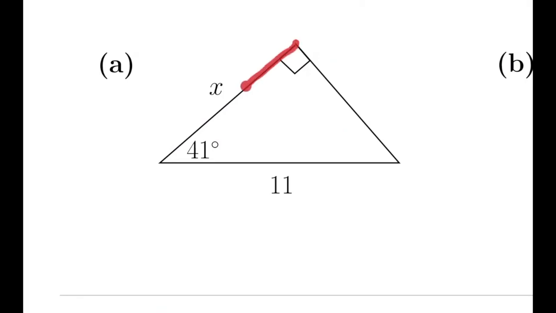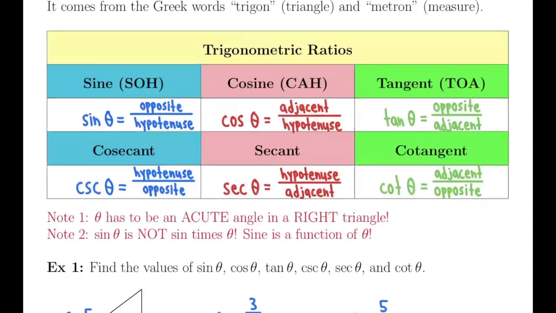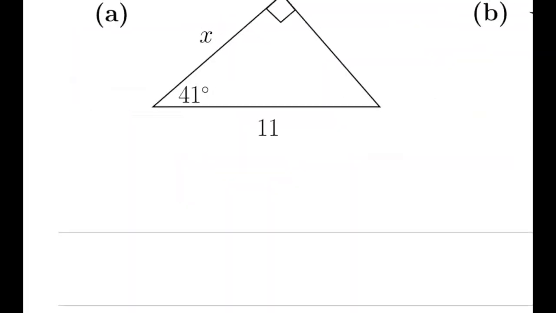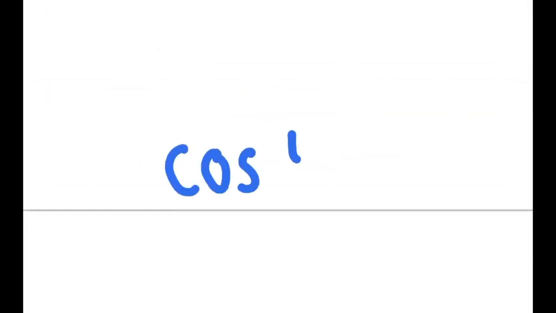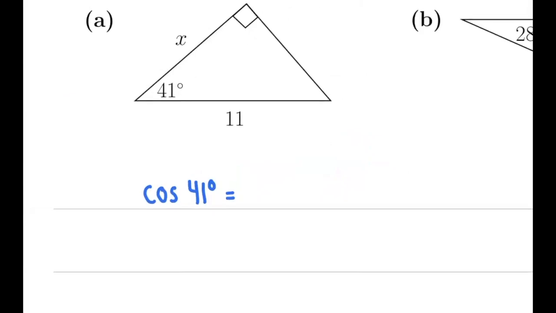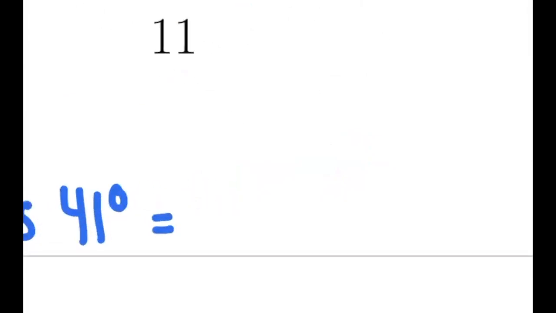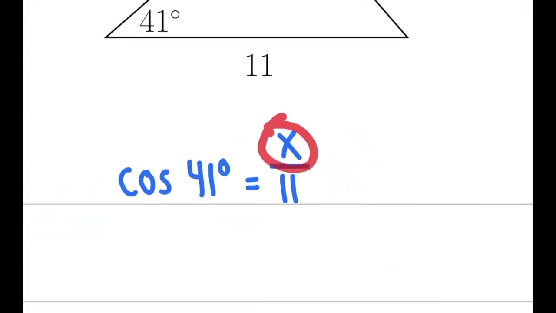So this side is adjacent to this angle right here, 41 degrees, because it's right next to it. So we want to find the length of the adjacent side, and we have the length of the hypotenuse. So what trig ratio has adjacent and hypotenuse in it? A over H, cosine. Exactly. So we're going to use cosine. So cosine of 41 degrees is the length of the side adjacent to that angle, so x, over the length of the hypotenuse, which is 11. So how are we going to solve for x?